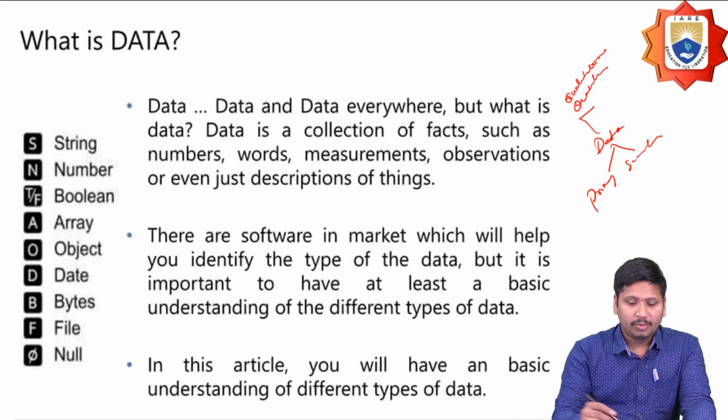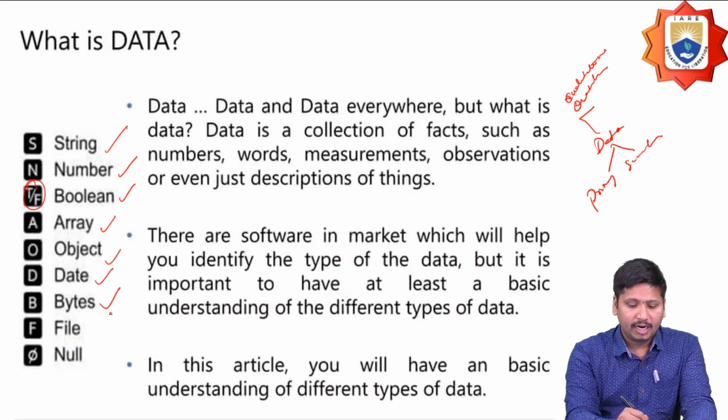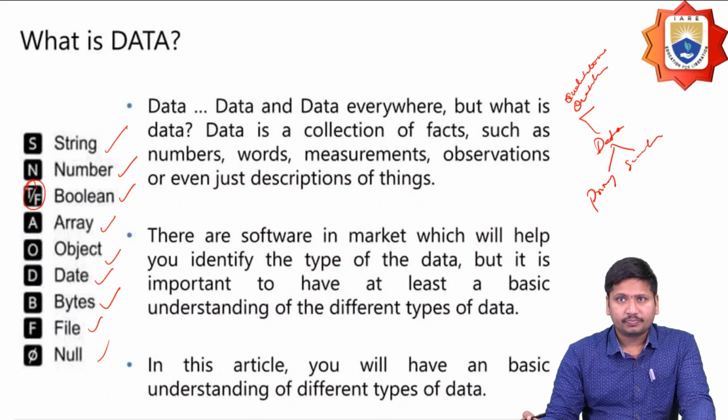Normally the data may be in the form of a string, a number, or a boolean, which is of the type true or false. It may also be in the form of an array or an object. An object is a real-world entity. It may also be a date, bytes, a file, or a null type. These are the different types of data we have, and what we collect in the form of facts, measurements, observations, or even just descriptions of things is called data.